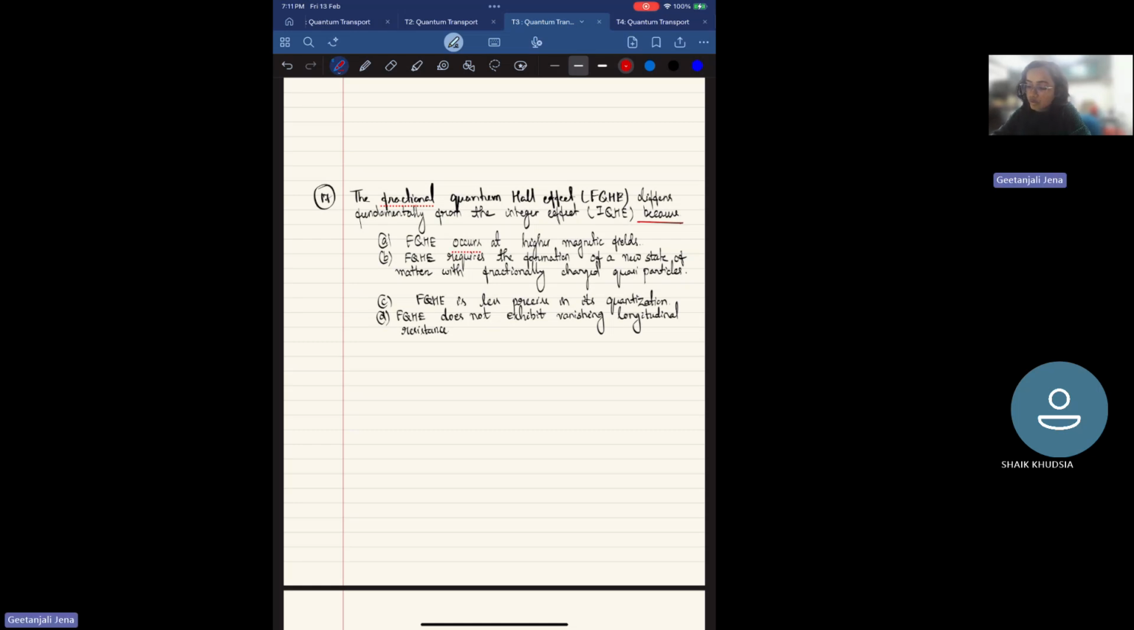Option D. No, it's not correct. We will be able to see vanishing longitudinal resistance even in the fractional quantum Hall effect. But if you recall, the integer quantum Hall effect is a single-electron picture. When we say fractional quantum Hall effect, there is strong electron interaction. That means the fractional quantum Hall effect requires formation of a new state of matter with fractionally charged quasi-particles. So the answer would be option B.